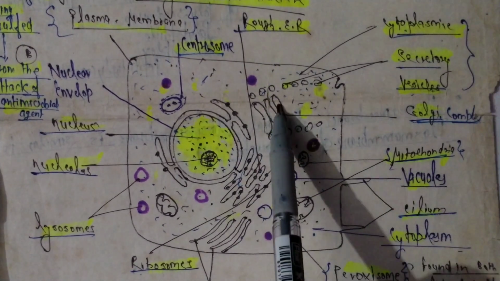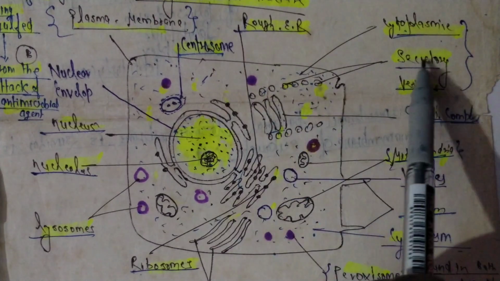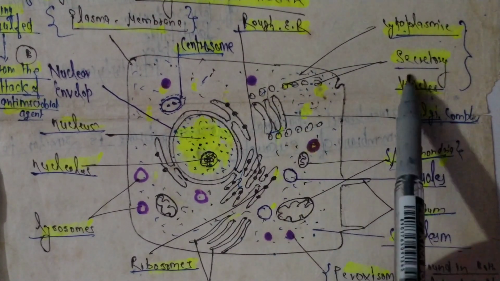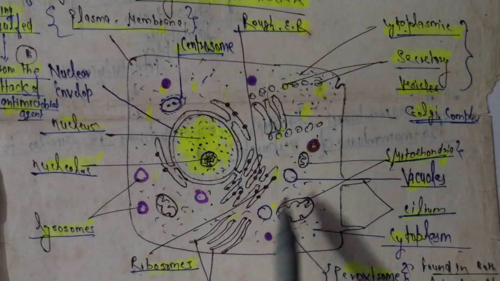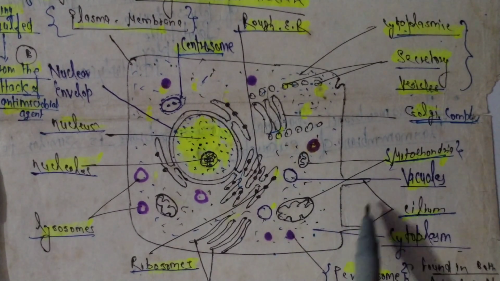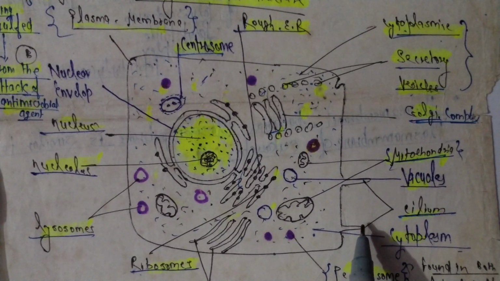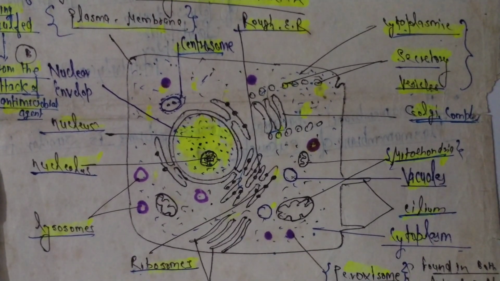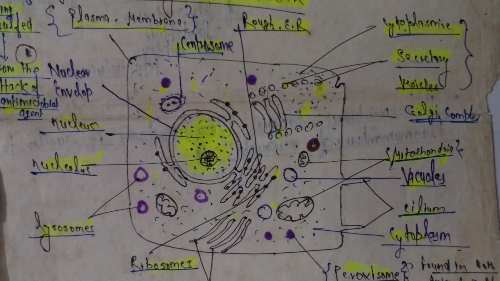These are the Golgi complex. These are the secretory vesicles, known as cytoplasmic secretory vesicles. These are the mitochondria. These are known as vacuoles. These are the cilia arising from the plasma membrane. This is known as the peroxisome. Peroxisomes are found in both animal and plant cells. Peroxisomes contain a type of enzyme which degrades fatty acids and amino acids.